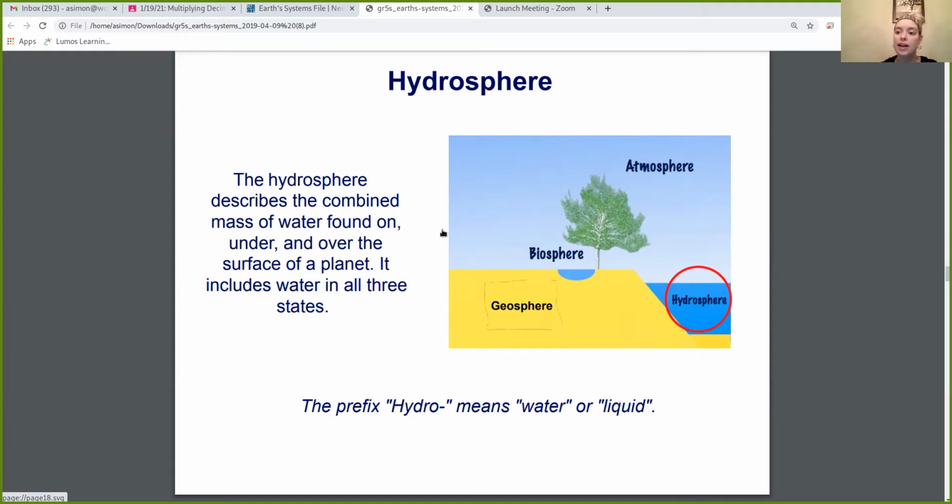It doesn't matter if it's liquid water, it doesn't matter if it's gas water, it doesn't matter if it's solid water like ice. So hydrosphere talks about all of the water on Earth. Okay, so go ahead and put that down. The hydrosphere describes the combined mass of water found on, under, and over the surface of a planet. It includes water in all 3 states. And when we're talking about all 3 states, we're talking about water in solid form, in liquid form, and in gas form.